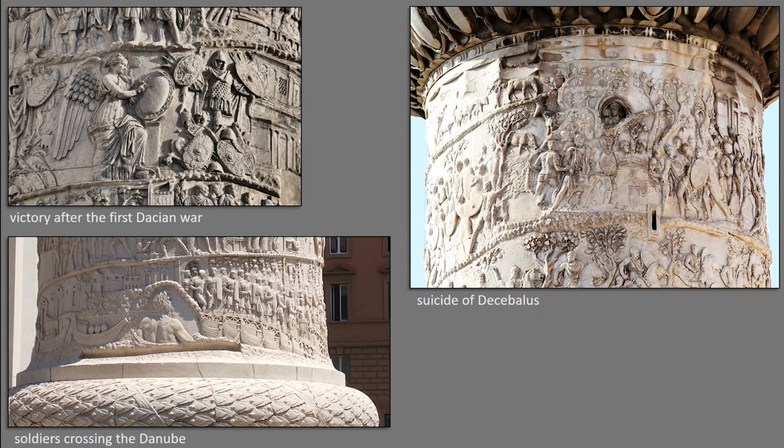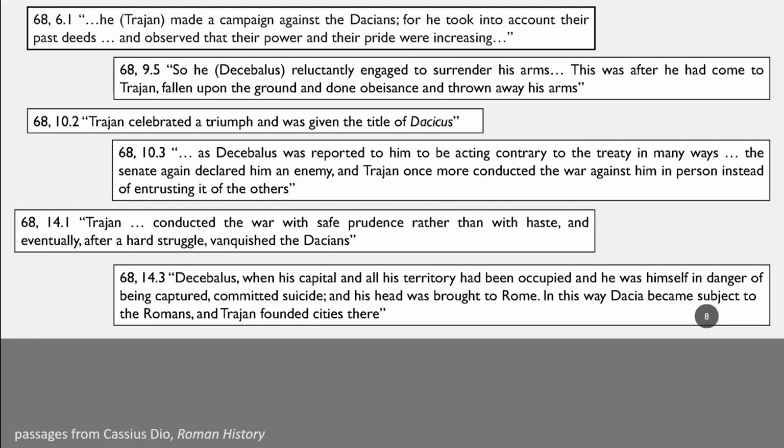So we can actually also identify a number of events on the column as events that occurred in the Dacian Wars. And this is because we have Cassius Dio's Roman History, who also narrates the events of the Dacian Wars. And there are just a few excerpts from which we know about the campaigns. And some of these events we can identify on the column. So I'm just reading a few. Here, Trajan made a campaign against the Dacians, for he took into account their past deeds and observed that their power and their pride were increasing. So that is him getting worried that they might actually overrun the border into the Roman Empire.